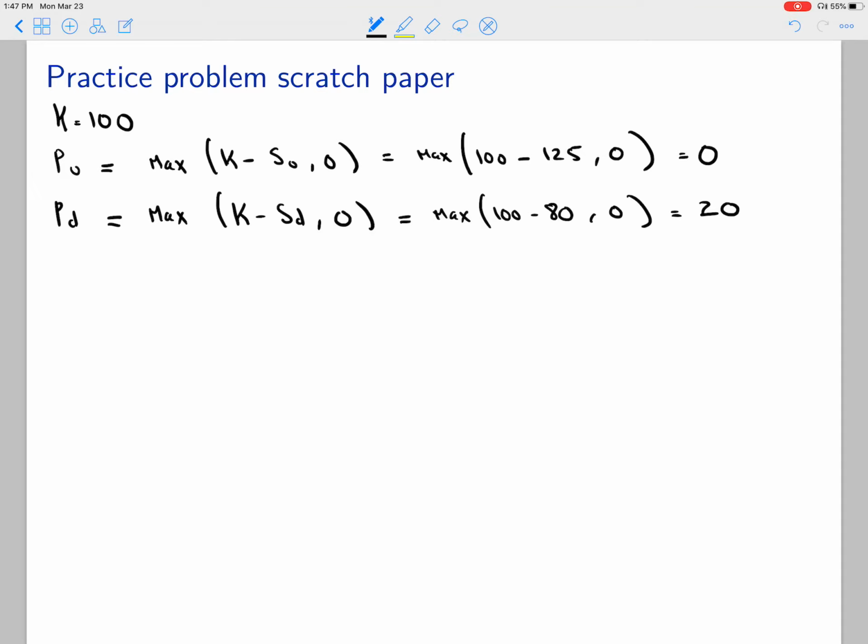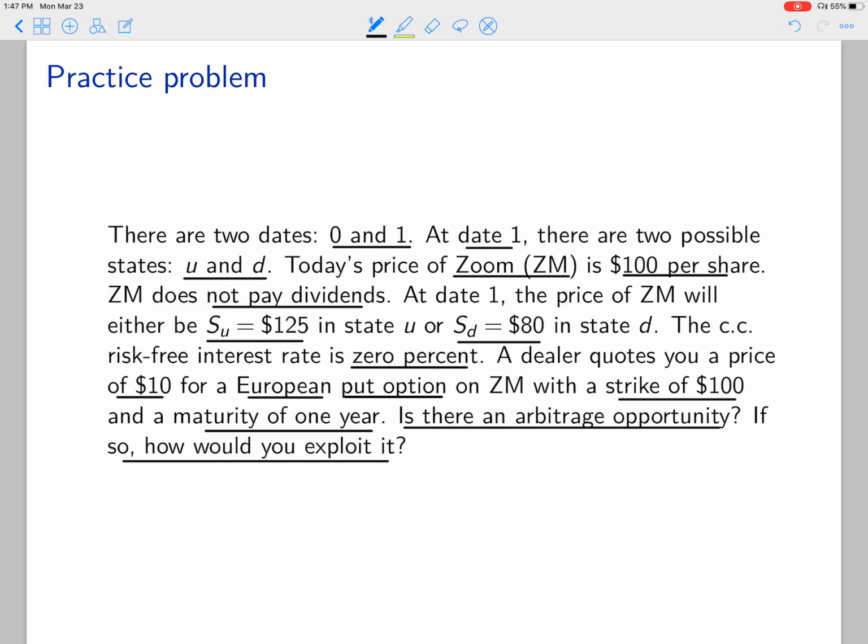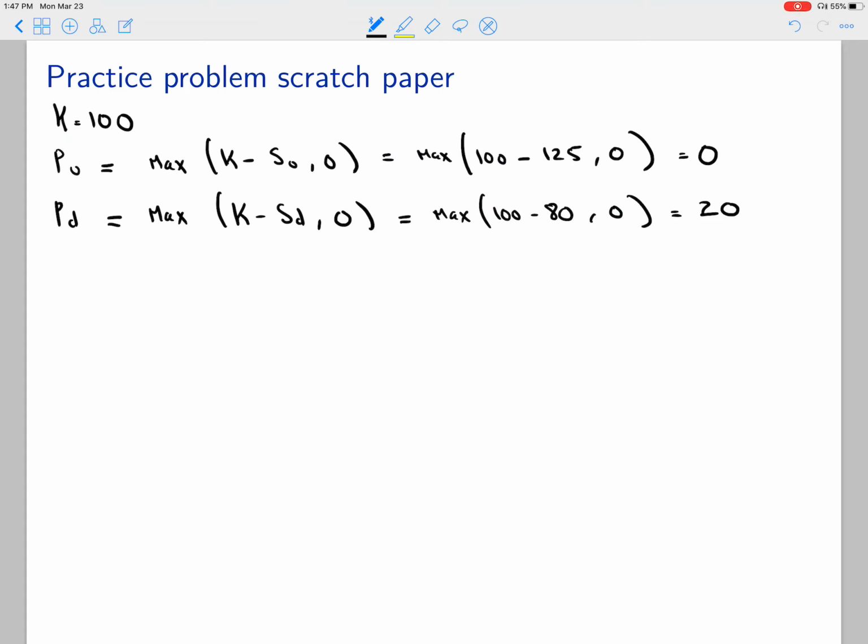Okay. Now to solve the problem, we want to ask, is there an arbitrage opportunity based on the dealer's quoted price of $10 for a European put? To answer this question, we need to calculate the no arbitrage price. We could just use the formula, but it's probably easier, when we think of the second part on how to exploit it, to just go out and calculate the delta and beta, and then calculate the replicating portfolio from these relevant shares.